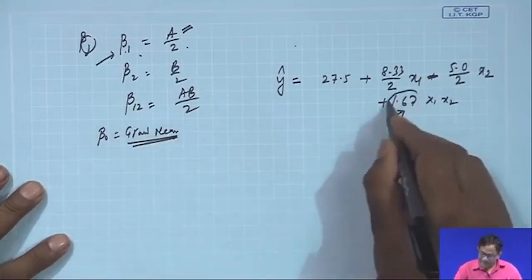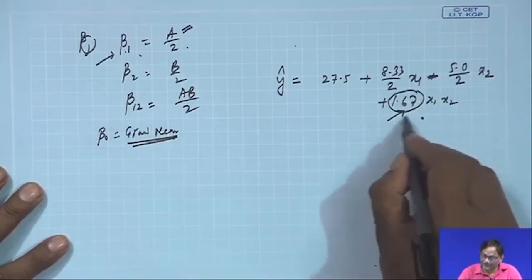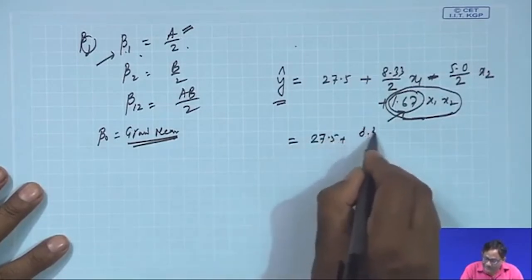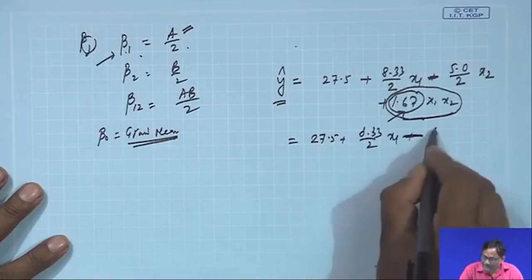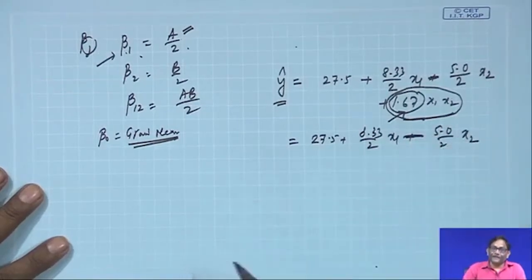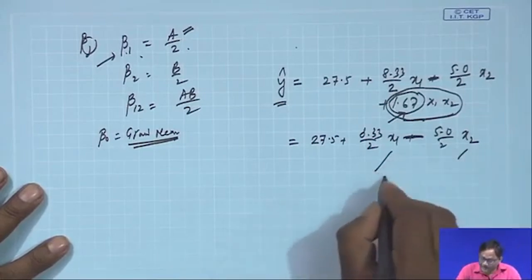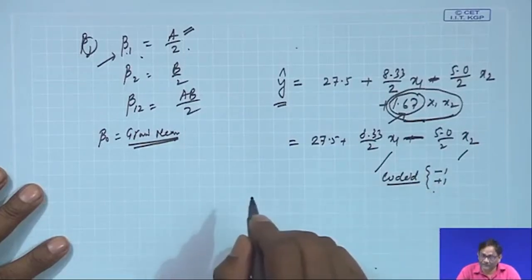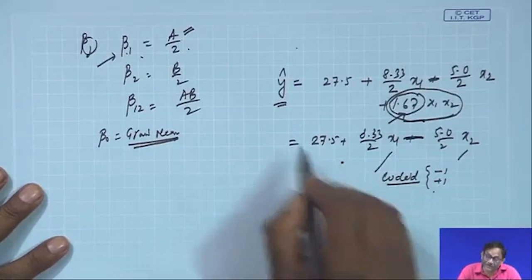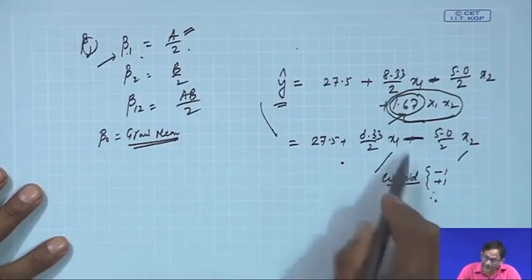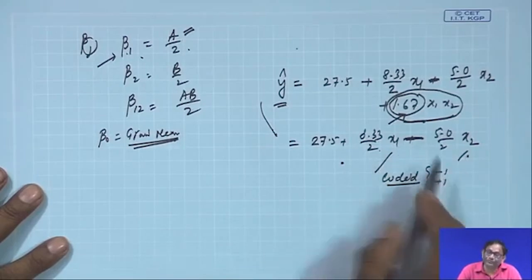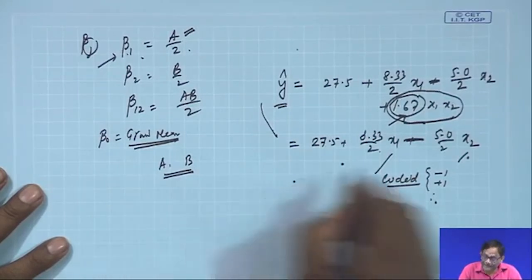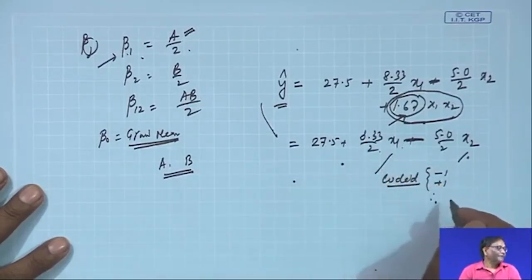Now, this particular estimate value is not significantly different from 0. So, that is why we have not included it in the final equation. So, your equation will be 27.5 plus 8.33 by 2 x 1 minus 5.0 by 2 x 2. Here this x 1 and x 2, they are coded, means minus 1 and plus 1. Now, the regression equation here is with reference to the coded x 1 and x 2. You may be interested to go back to factor A and B in the original scale instead of writing the coded scale for minus 1 and plus 1.